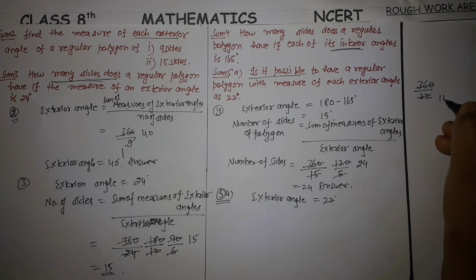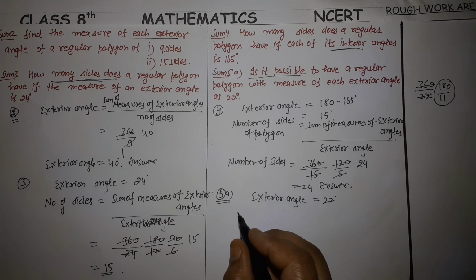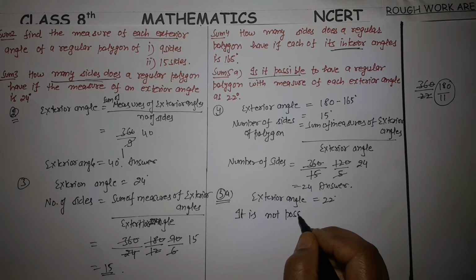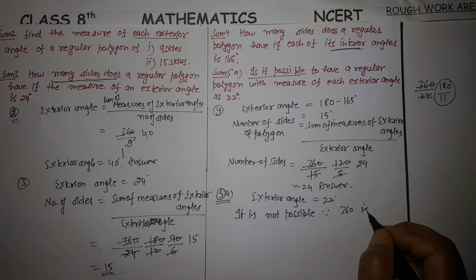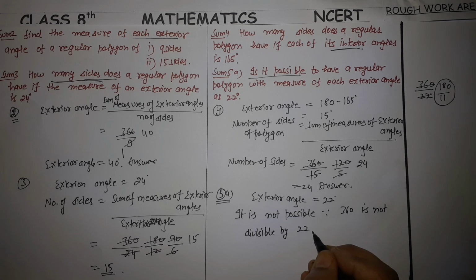See, 2 11 ja 180. 180 is not divisible by 11. That's why it is not possible. How we will write? It is not possible because 360 is not divisible by 22. That is your required answer.